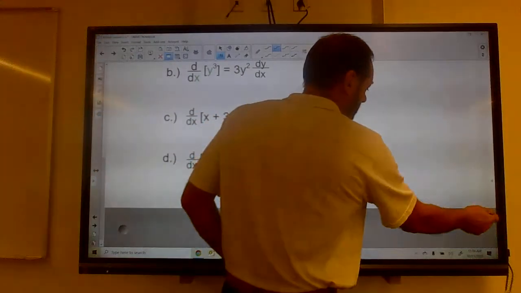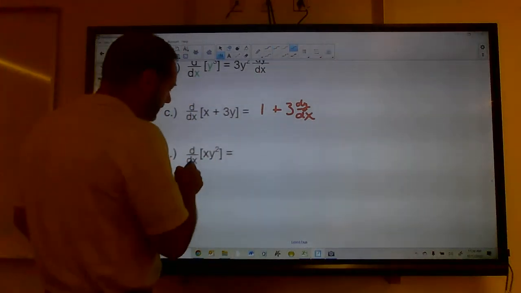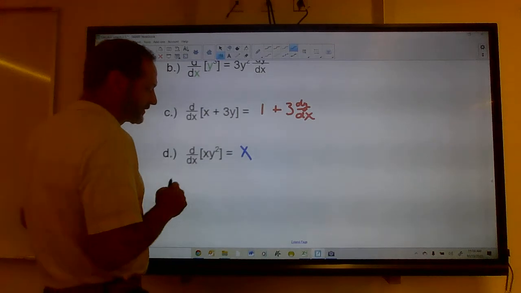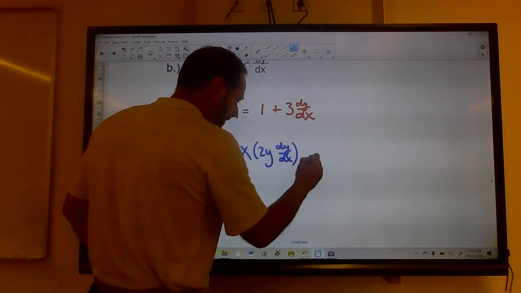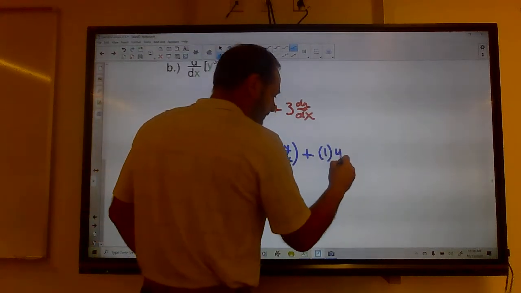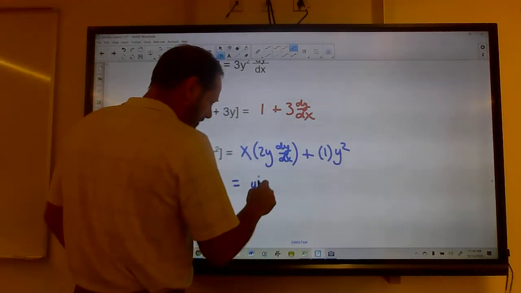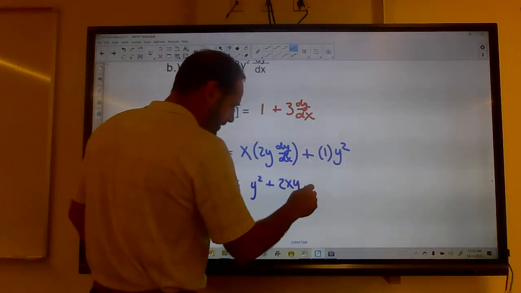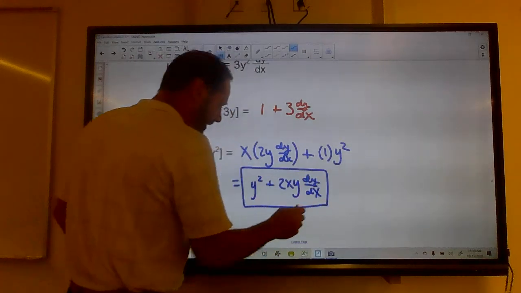Okay, this one is the product rule. So it's going to be x times the derivative of y squared. So that's going to be 2y dy dx, plus the derivative of x, which is just 1, times y squared. And now I can clean this up a bit, and I'll put the y squared out here in front because it doesn't have any of this added on. This would be 2xy dy dx, and I can't go any further with that, so that's the answer to that.